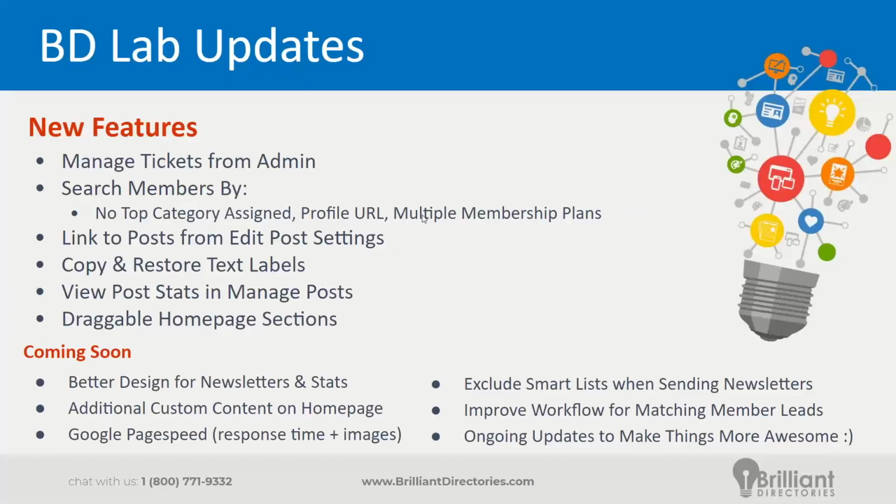All right, next on the list, we've added some additional search filters in the search members page of the admin area. Pretty cool stuff. You can search members who have no top or sub-level category assigned to their profile. You can search members by their profile URL or a portion of the URL. And you can also check multiple membership plans at a single time when you're searching for members. Let me show you how that works.